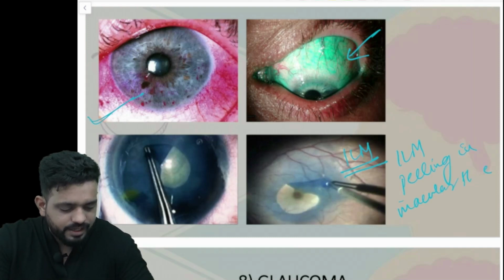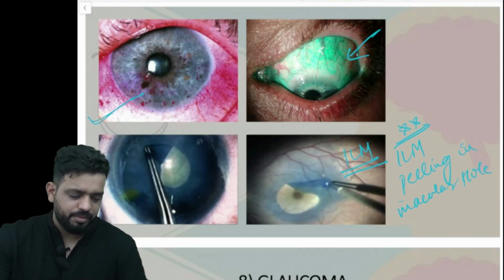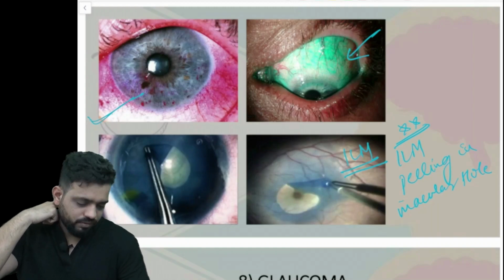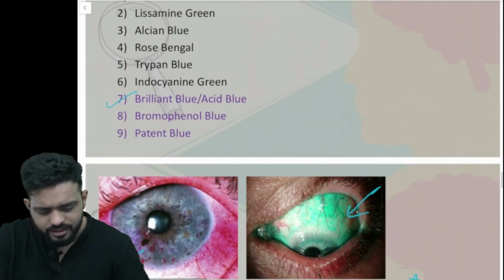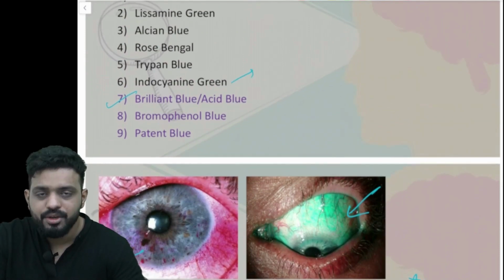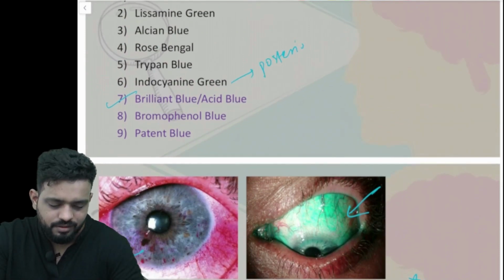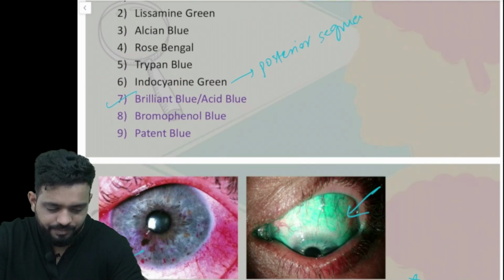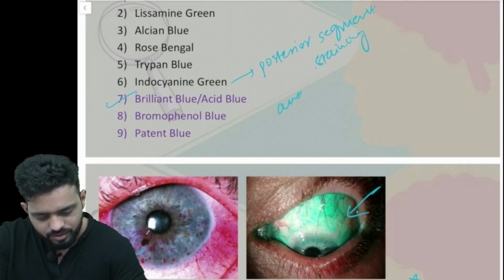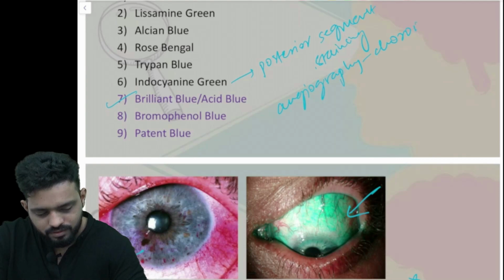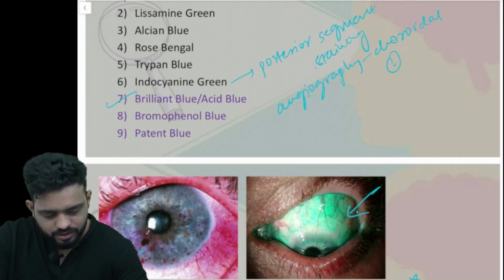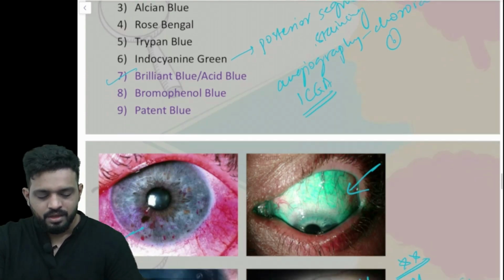This is a very high yield point. If you want to remember, please remember. If you want to forget, feel free to forget. But brilliant blue is used to stain the ILM. Indocyanine green can again be used in posterior segment staining, or it can also be used for angiography to see the choroidal circulation. So we call it ICGA, indocyanine green angiography.